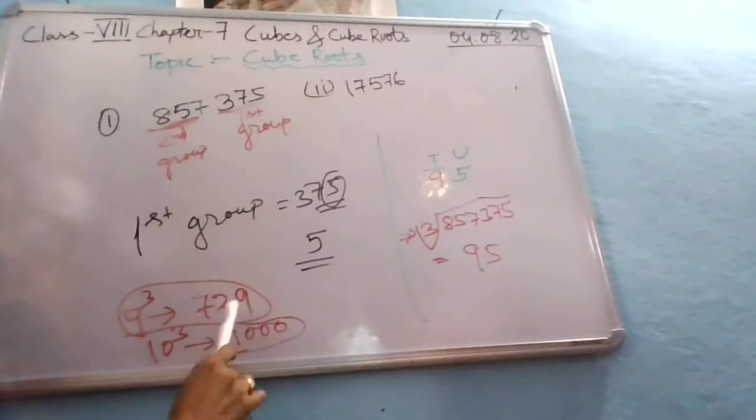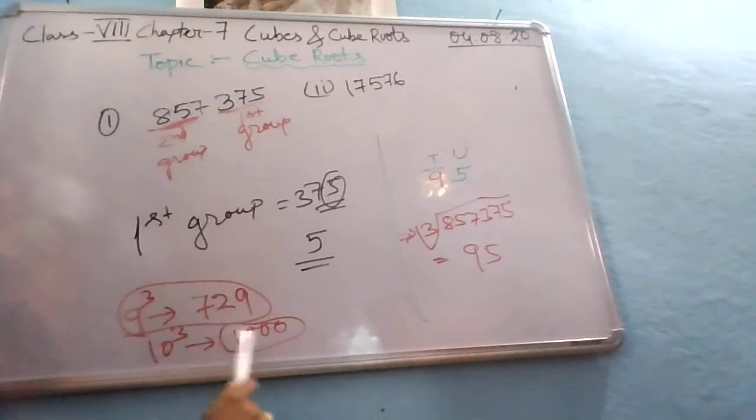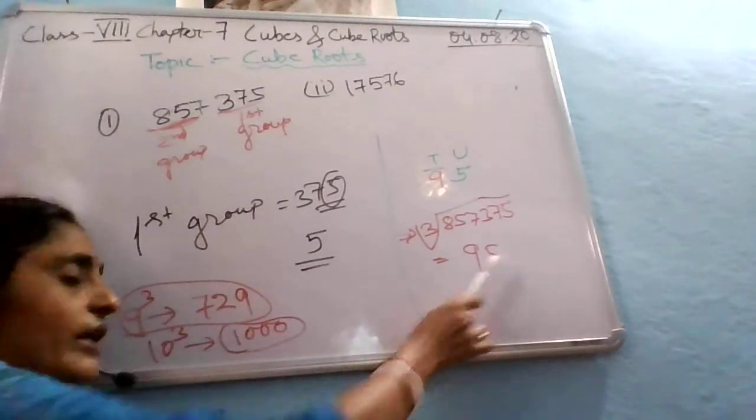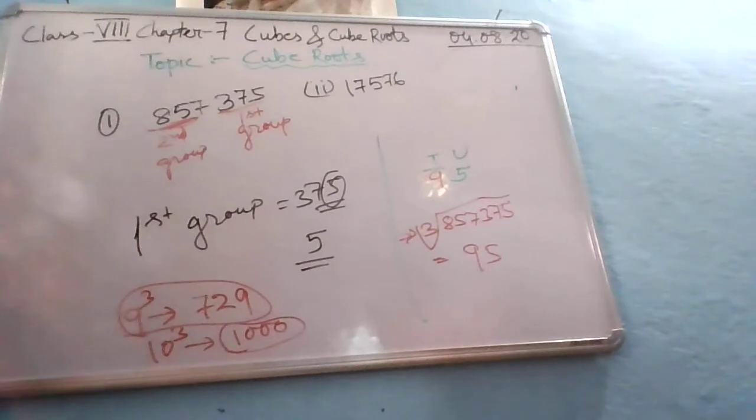So which one can we consider? We can consider the smaller one rather than the bigger one. So here I have considered this one as 9 cube. So my answer will be 95. Okay, the cube root of 857,375 is 95.